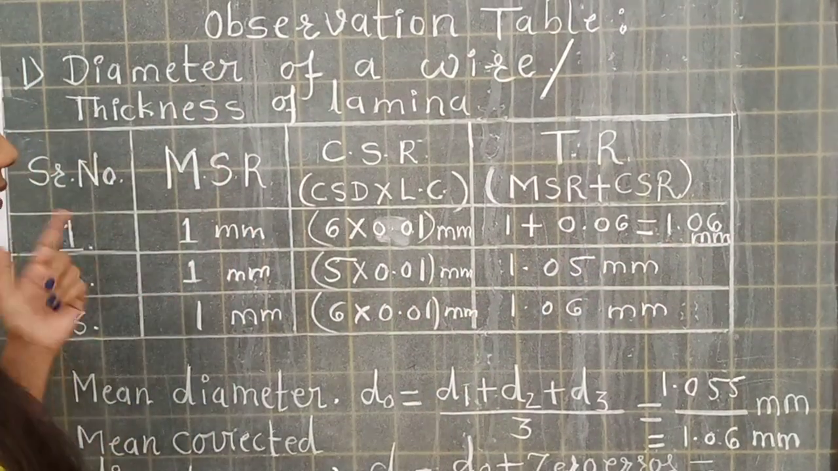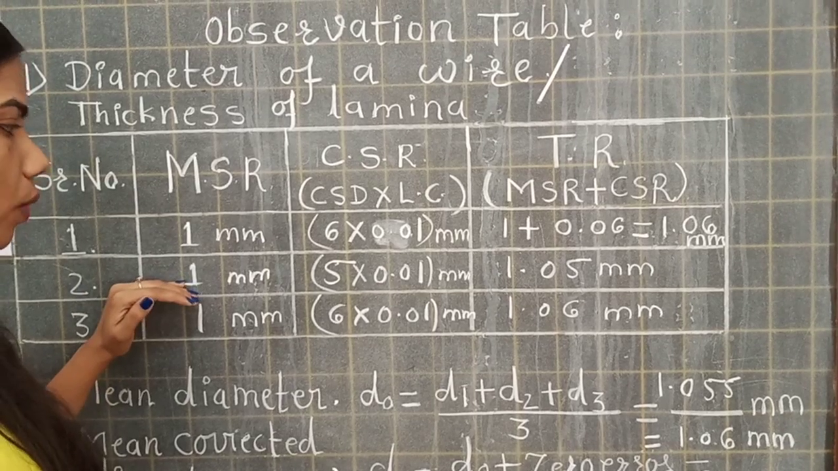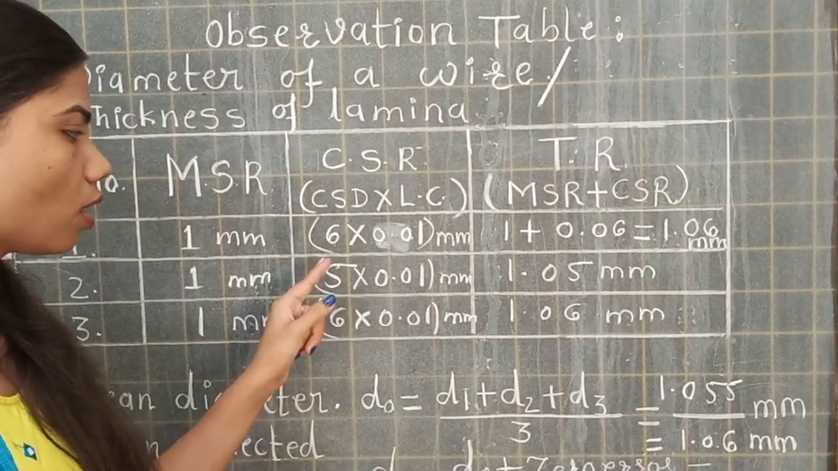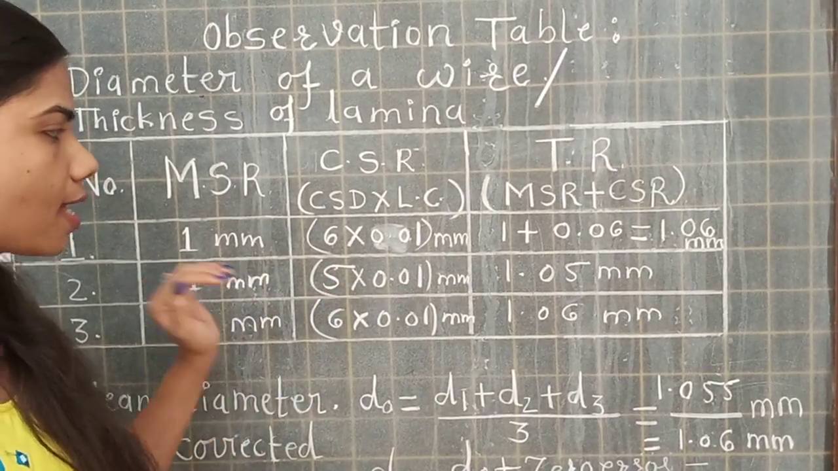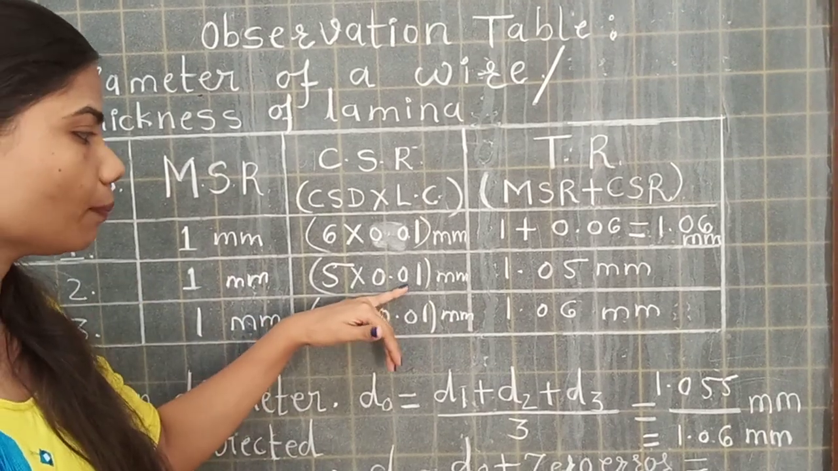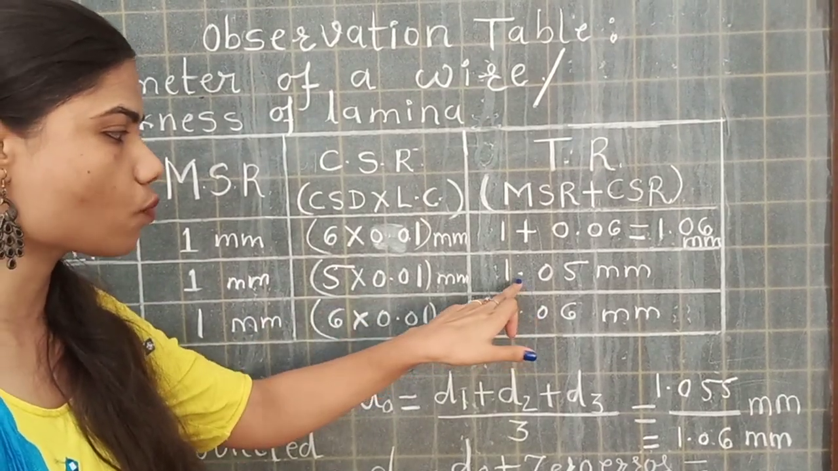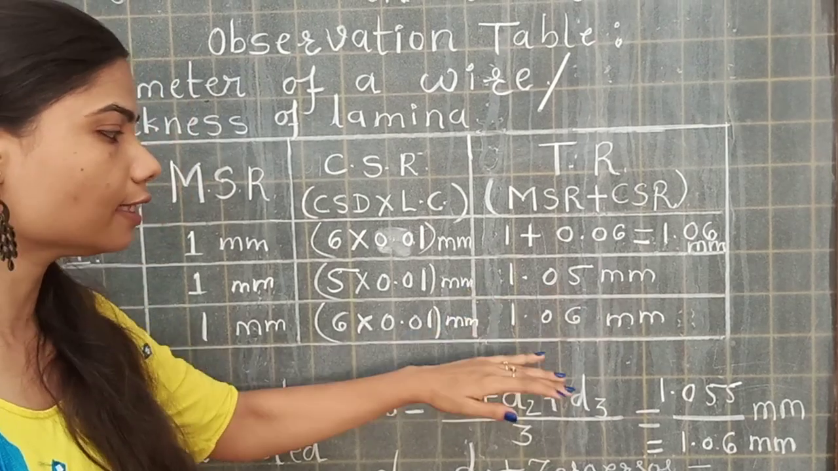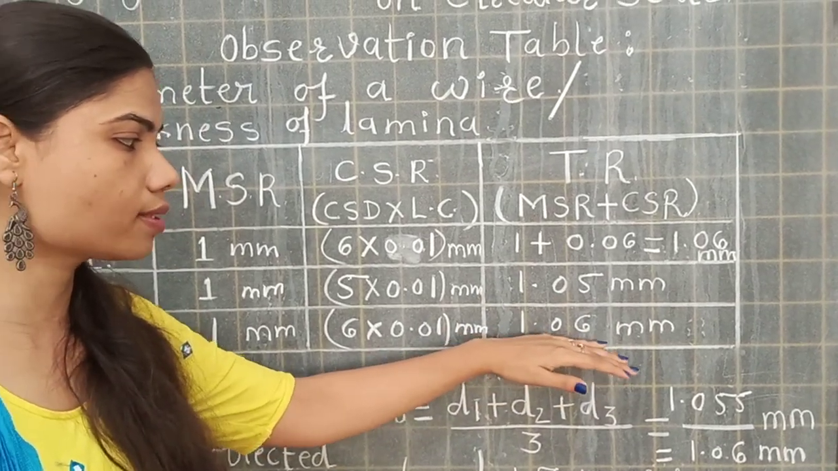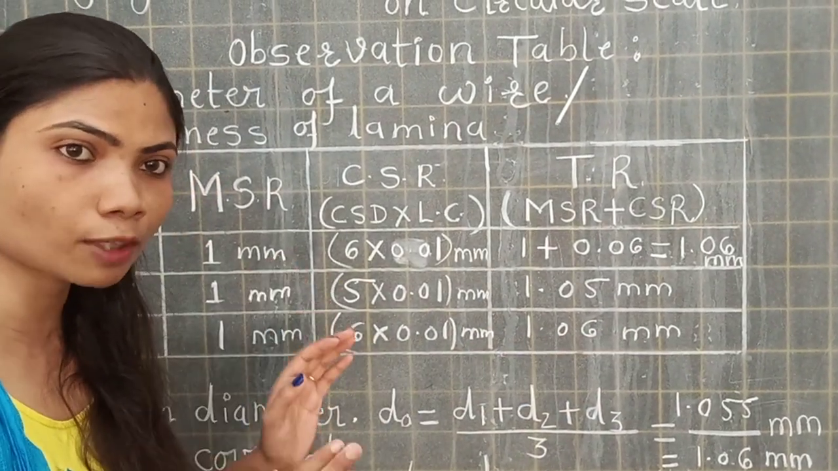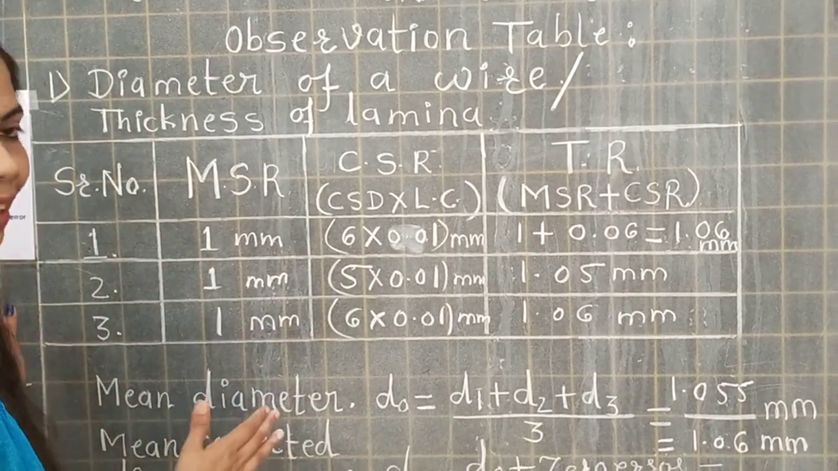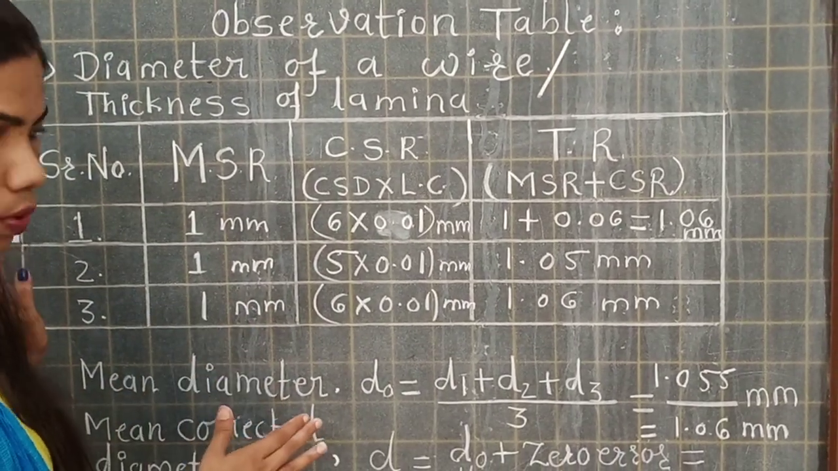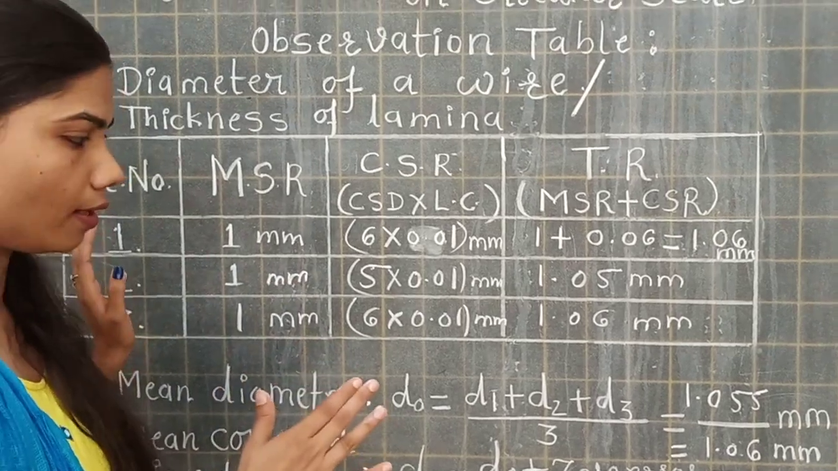In the second reading it is again main scale reading 1 mm, but this time we got 5 as the circular scale division, multiplied with the least count, and the second reading is 1.05 mm, and the third one is again 1.06 mm. Okay, you have to do it by yourself and take at least 5 to 6 readings, so avoid the random error.